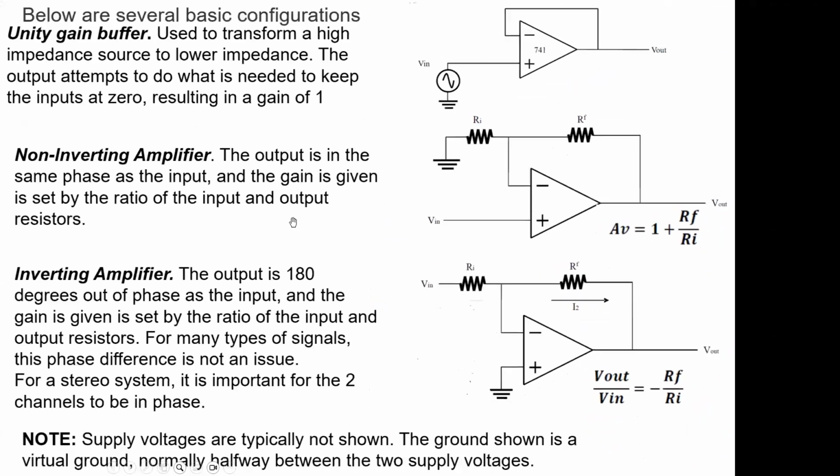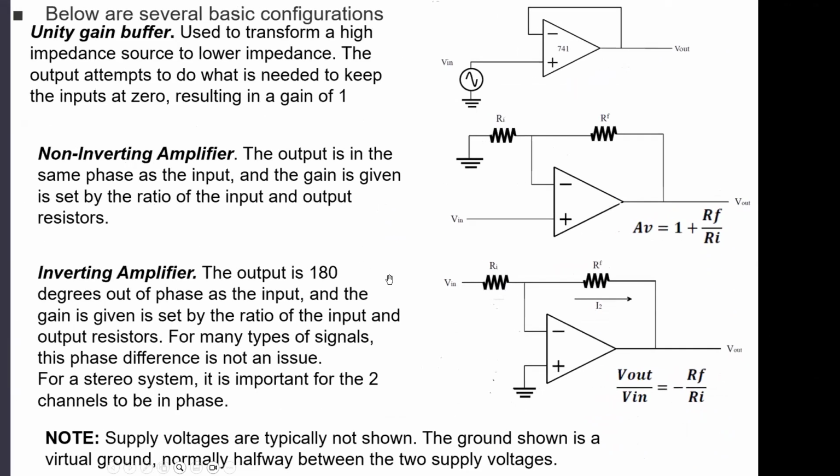So that's the non-inverting amplifier. Now let's look at the inverting amplifier. The output is 180 degrees out of phase with the input. So it's just reversed, like a mirror image.